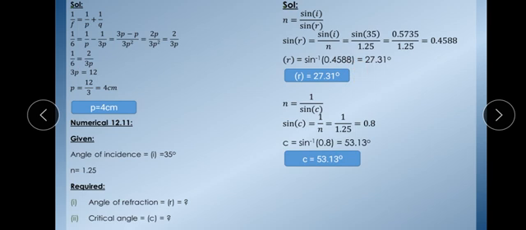So in the next step, for calculating the critical angle, we know the relation n is equal to 1 over sine c, then sine c is equal to 1 over n. Then put the value of n, 1 by 1.25, it will become 0.8. As you know, for calculating c, the sine will be inverse on the other side, so it will become c is equal to sine inverse 0.8. Calculating the inverse of sine with the value 0.8, the angle will be 53.13 degree. So the critical angle of the liquid-air interface will be 53.13 degree.